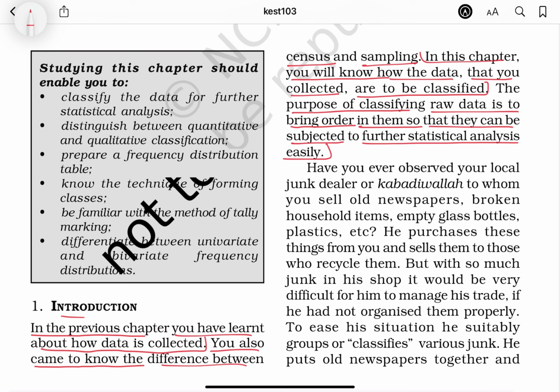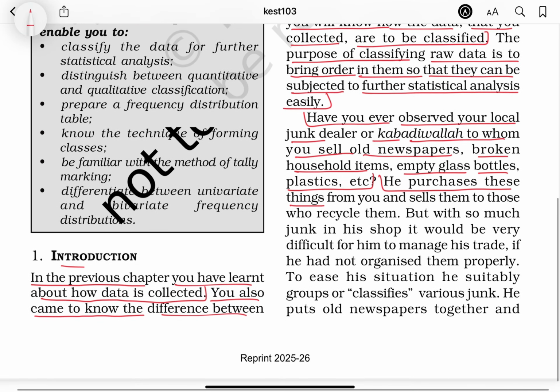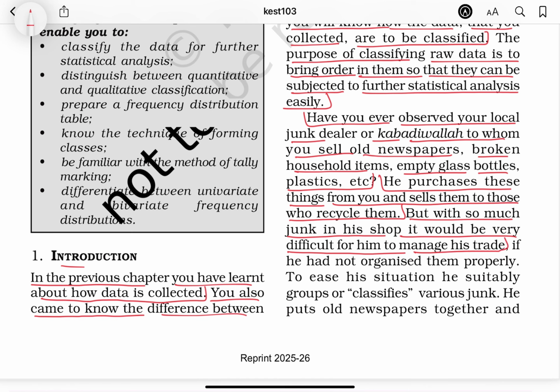statistical analysis easily. Have you ever observed your local junk dealer or kabadiwala to whom you sell old newspapers, broken household items, empty glass bottles, plastics, etc.? He purchases these things from you and sells them to those who recycle them. But with so much junk in his shop, it would be very difficult for him to manage his trade. If he had not organized them properly, to ease his situation, he suitably groups or classifies various junk.